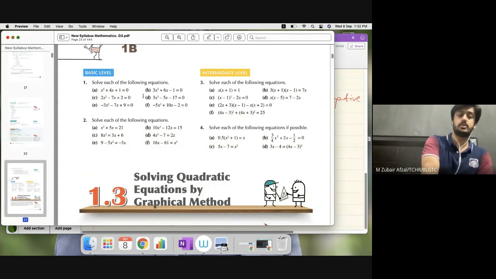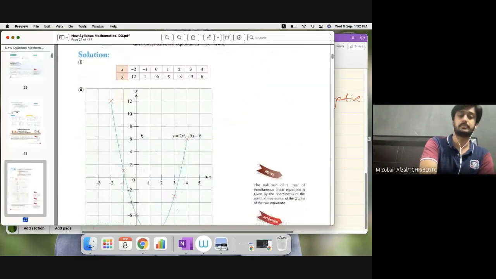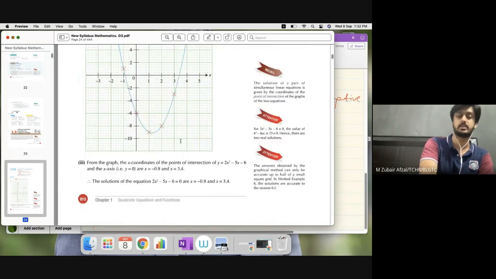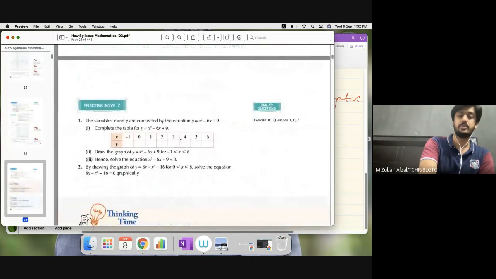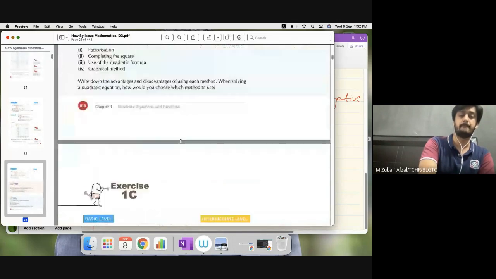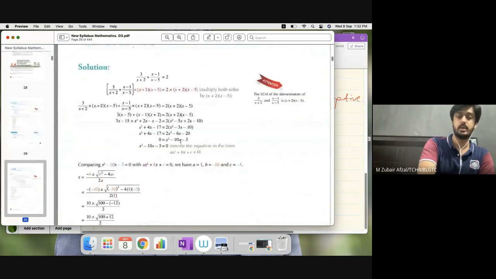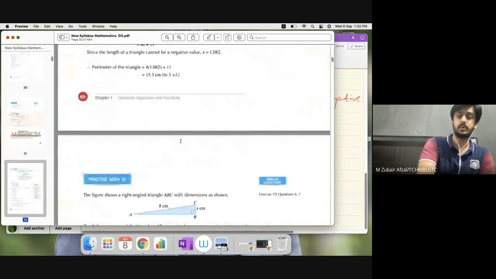So coming on to the next exercise, just have a look at 1C. These are graphs. The solution of this graph is where it intersects the x-axis. You'll do this in detail, I'll teach you this in grade 10. So moving on to exercise 1D, just make a comparison of it first, and then we'll see what the difference is.